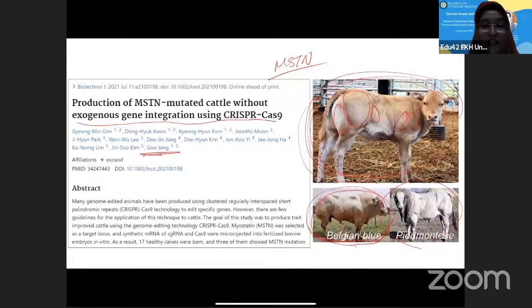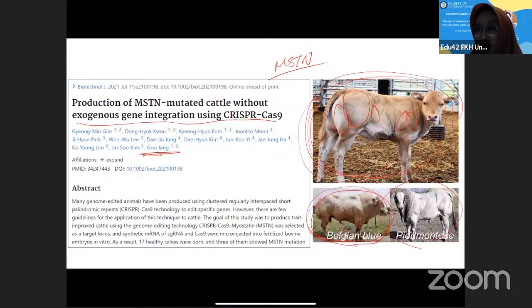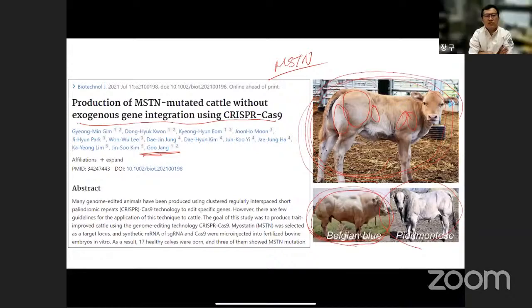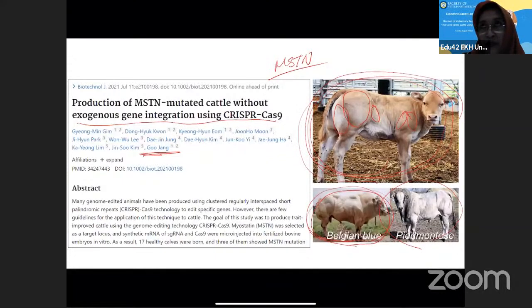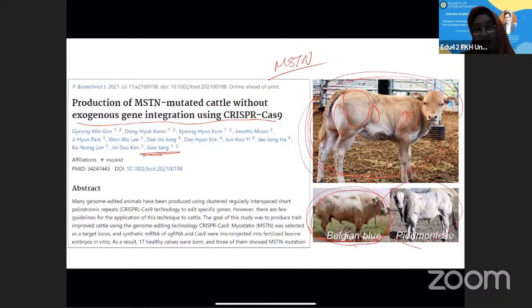But if you think, Prof. Go, yes. If you cross more in the future, for example, the Belgian Blue and Piedmontese, can you guarantee that there will be no dystocia? I'm not guaranteeing it. But I will follow up in my further study.